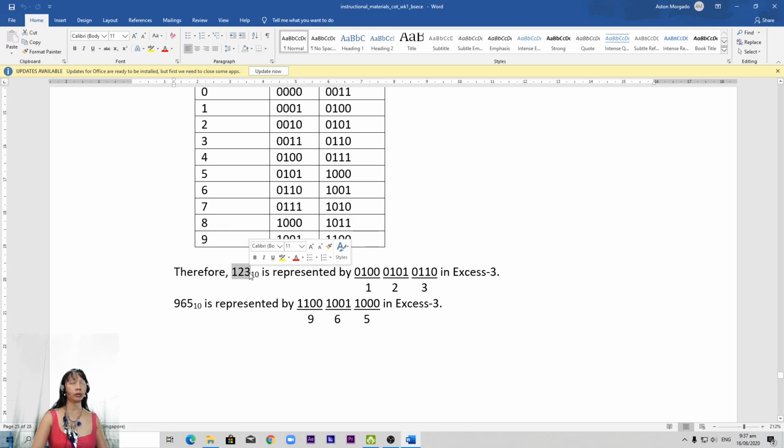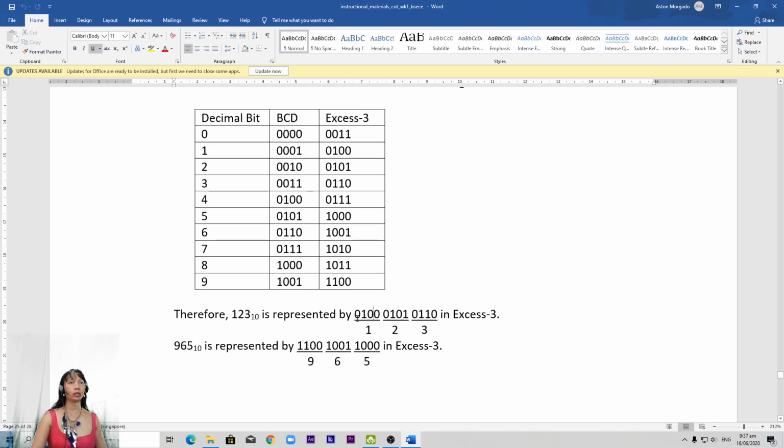Same given. So how do you represent 123 in base 10 to excess-3? So we have for 1, you have 0100. For 2, 0101. For 3, it is 0110. So that's how you're going to represent 123 in base 10 to excess-3.